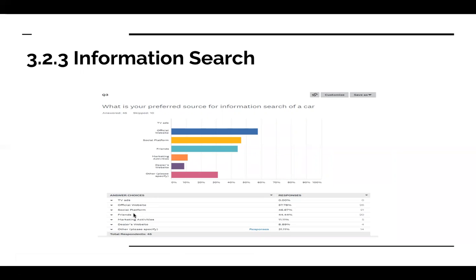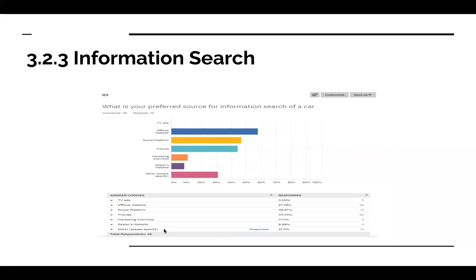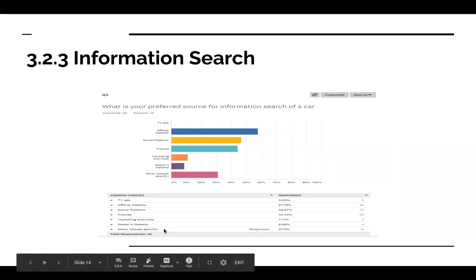Another popular option is others. When asked to specify, most of the respondents answer car websites such as Electrek, Autoblog, and Edmunds. Our group noticed that word of mouth plays an important role in the information search stage, even though it barely plays any role in the motivation stage. Next.